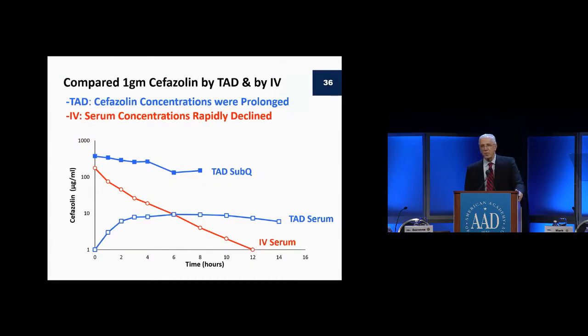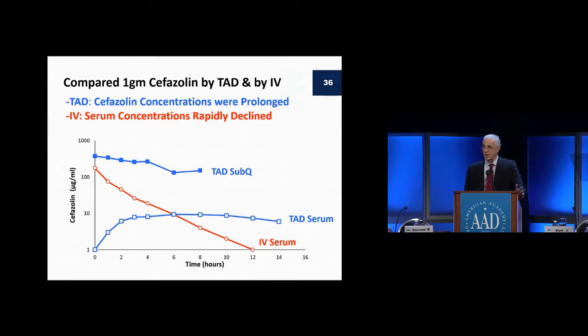And it's very interesting. This is all sort of new stuff that is definitely off-label, and I'm having difficulty getting the FDA to approve an IND to do a clinical trial on this, because it's so off-label. But you can see here, the red line shows the result of giving a gram of cefazolin IV, and the serum concentration declines steadily. On the other hand, when a gram of cefazolin is put into tumescent lidocaine anesthesia and infiltrated subcutaneously, the subcutaneous concentrations remain high for hours, and this, to me, indicates that it would be an excellent way to prevent surgical site infections.